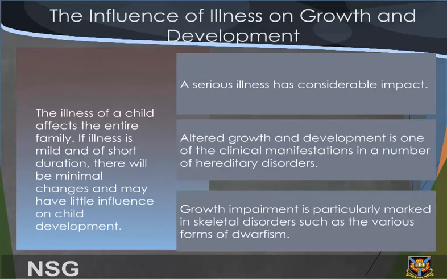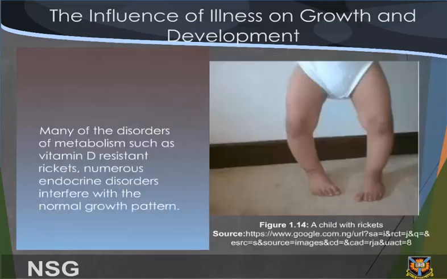The influence of illness on growth and development. The illness of a child affects the entire family. If illness is mild and of short duration, there will be minimal changes and it may have little influence on child development. A serious illness has considerable impact. Altered growth and development is one of the clinical manifestations in a number of hereditary disorders. Growth impairment is particularly marked in skeletal disorders such as the various forms of dwarfism. Many of the disorders of metabolism, such as vitamin D resistant rickets, and numerous endocrine disorders interfere with the normal growth pattern.